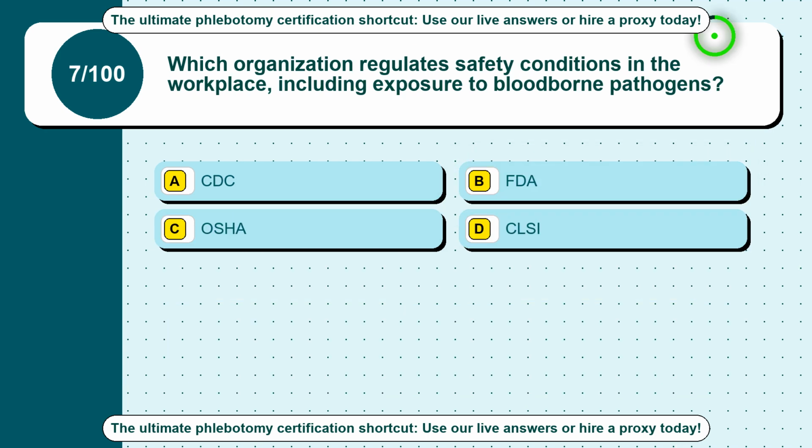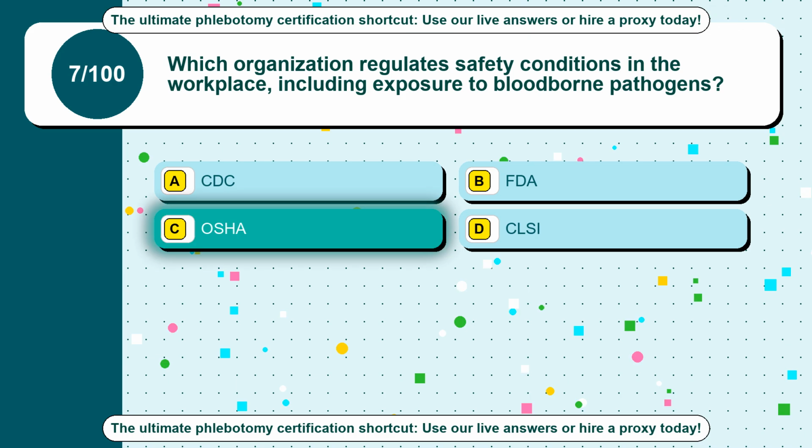Question 7. Which organization regulates safety conditions in the workplace, including exposure to blood-borne pathogens? Option A. CDC. Option B. FDA. Option C. OSHA. Option D. CLSI. The correct answer is option C.